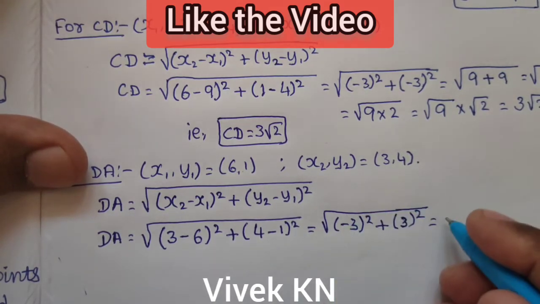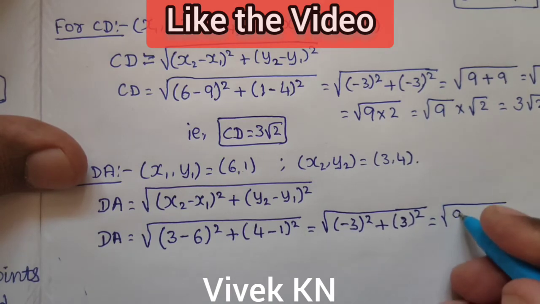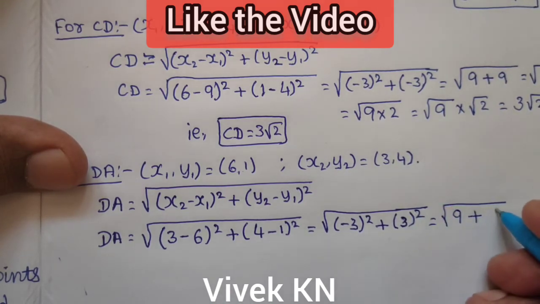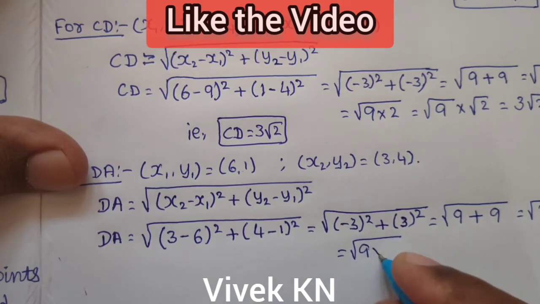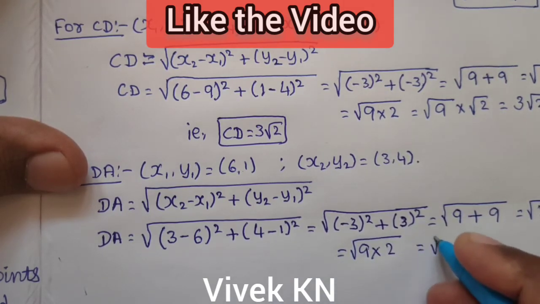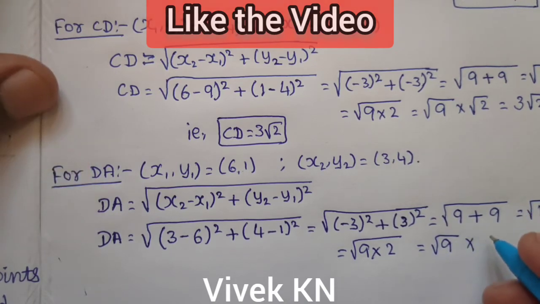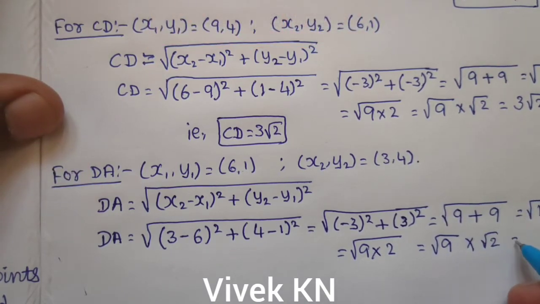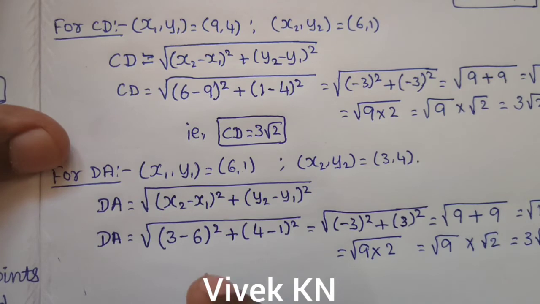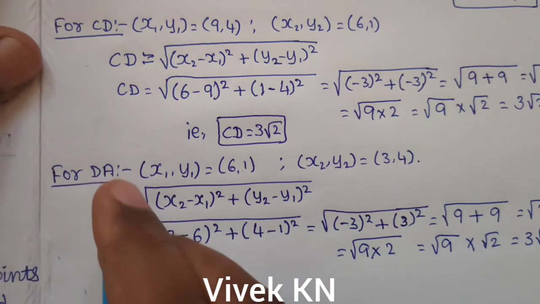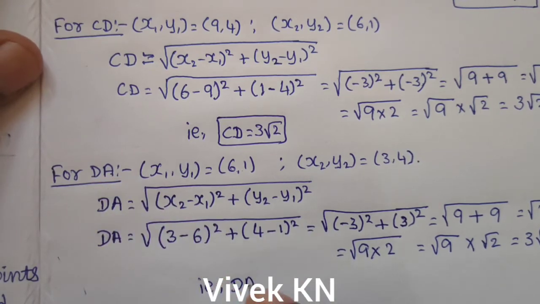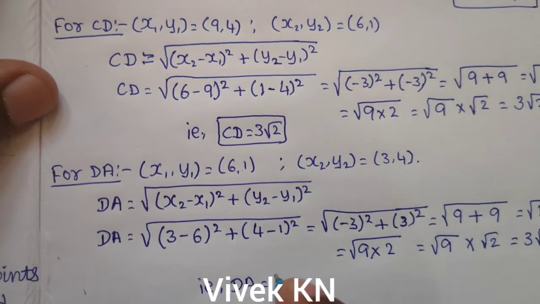The value of minus 3 whole square is 9 plus the value of 3 square is 9, which is equal to root 18. Root 18 can be written as root 9 into 2. This can be written as root 9 into root 2, which is equal to the value of root 9 is 3 into root 2. That is, the distance between the points D and A is equal to 3 root 2.